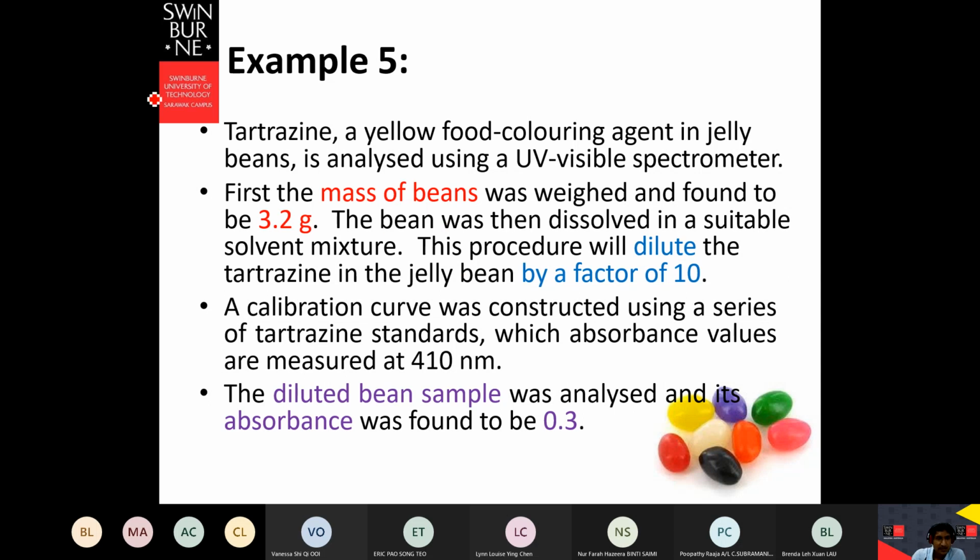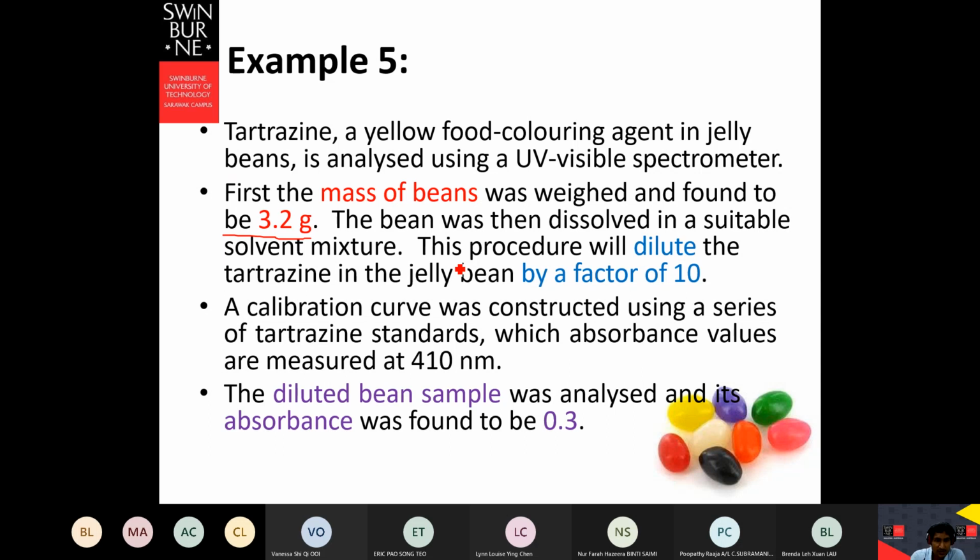Now the last example says that tartrazine, a yellow food coloring agent in jelly beans, is analyzed using a UV spectrometer. The mass of beans was weighed and found to be 3.2 gram of the jelly bean. The bean was then dissolved in a suitable solvent mixture. We have to dissolve it because UV visible cannot measure solid particles.